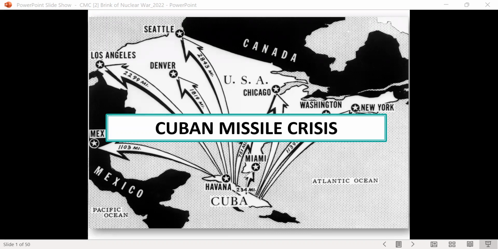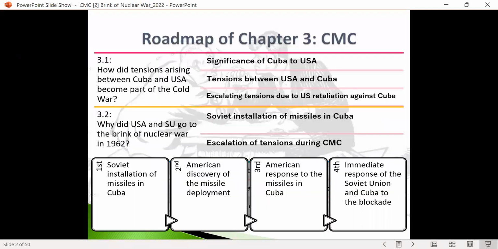I'm going to add to your knowledge now because this is where we left off last time. We talked about tensions between the USA and Cuba, and now we're going to the escalating tensions due to US retaliation against Cuba. So we have these things so far: the sugar quota, the economic sanctions, the trade embargo.